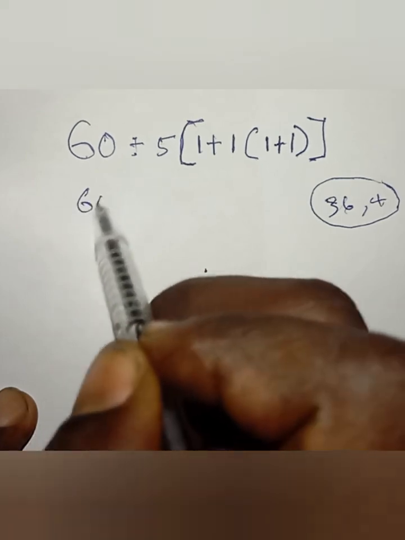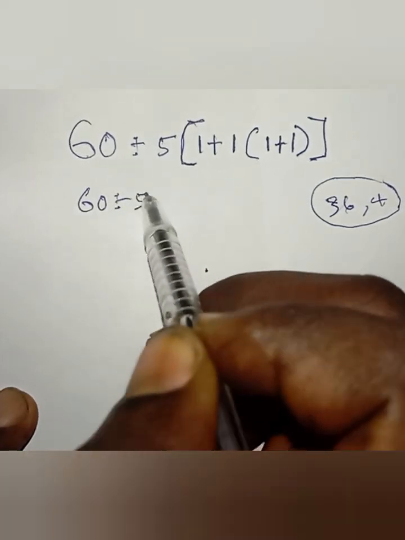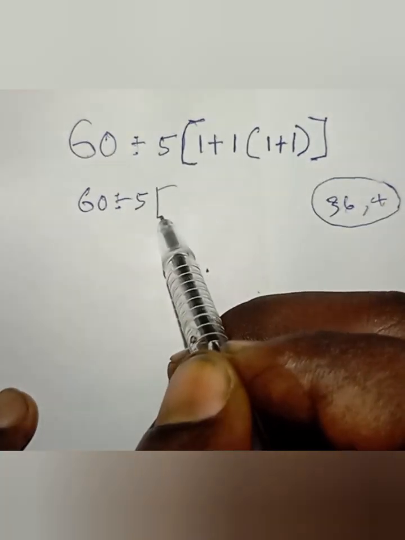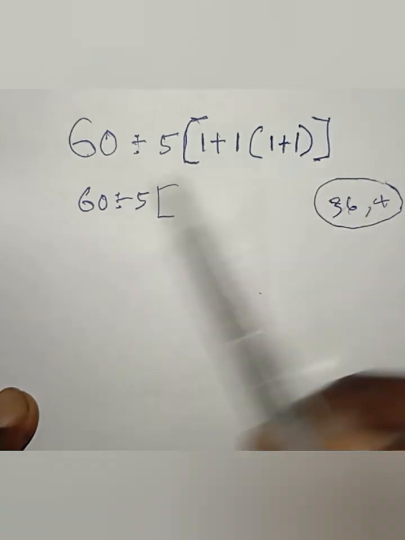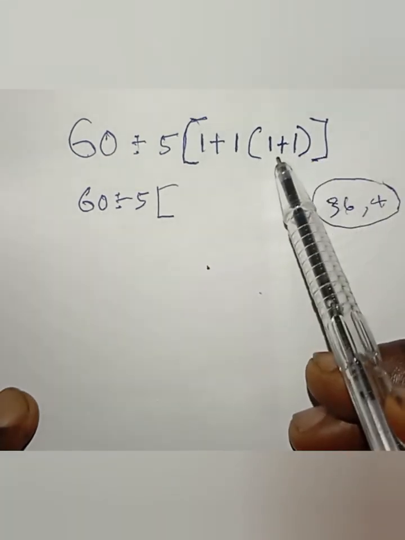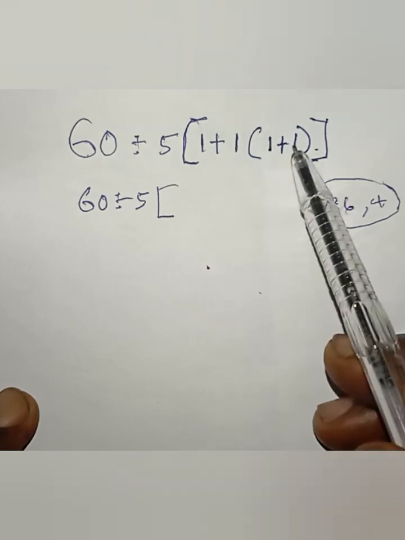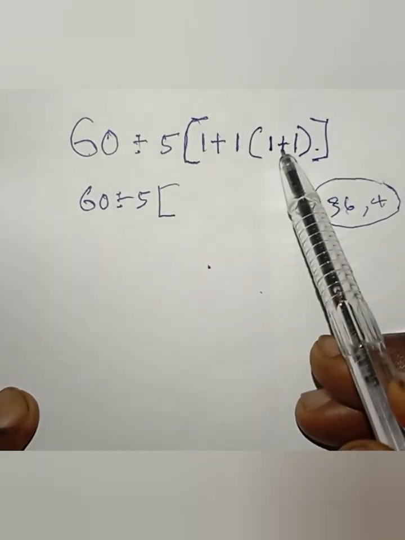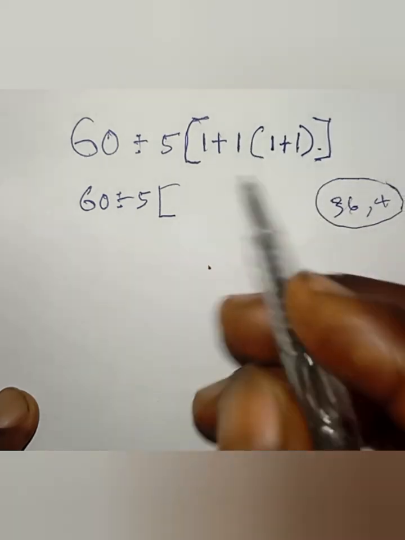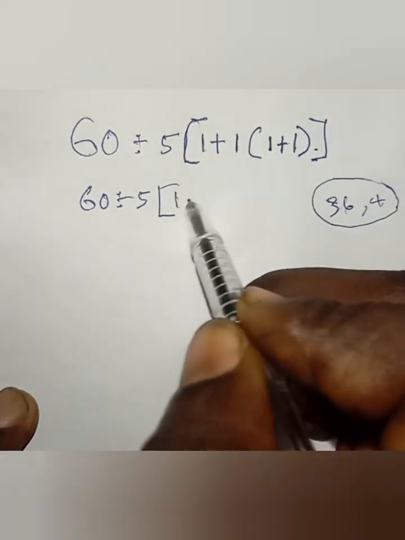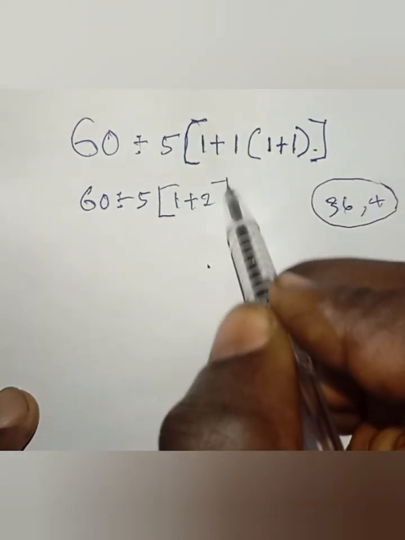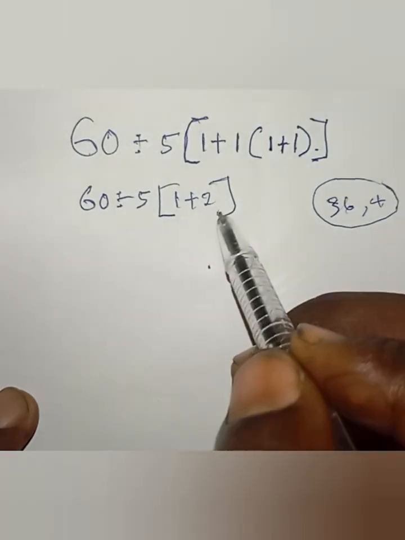So here we have 60 divided by 5. Of course, the most logical way to solve this problem has always been to begin from the inside. So we want to first of all evaluate this. 1 plus 1 is actually 2, and then 2 multiplied by 1 here will give you 2. So what I'm going to be having now is 1 plus 2, in parentheses.